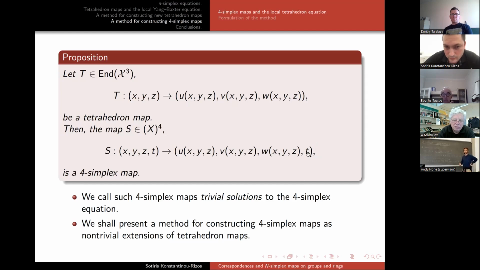How can you do it? Given a map like that, there's no way that you can understand what to put here in order to obtain a tetrahedron map. But what you can do instead of trying to extend this tetrahedron map by guessing is to extend the generator of the tetrahedron map. So what do I mean?